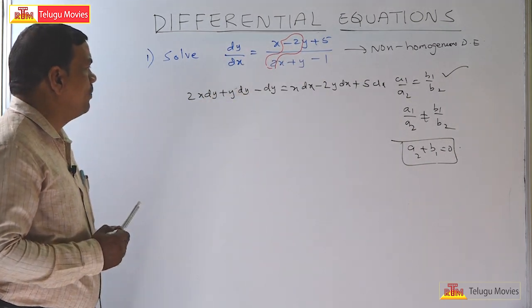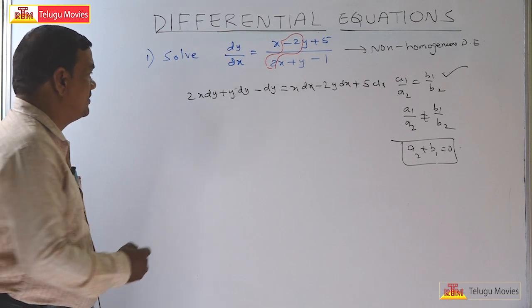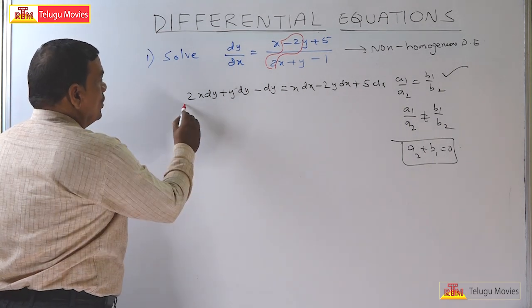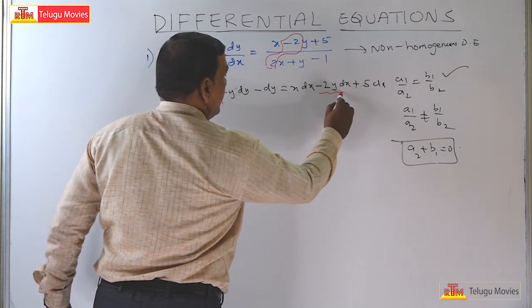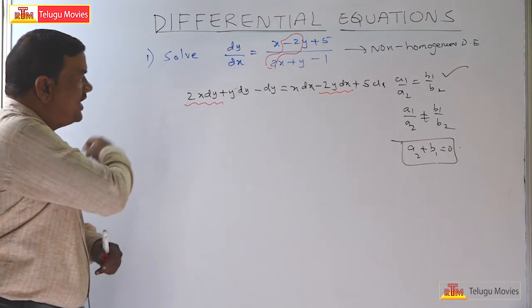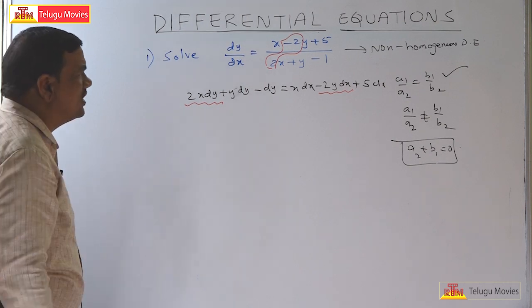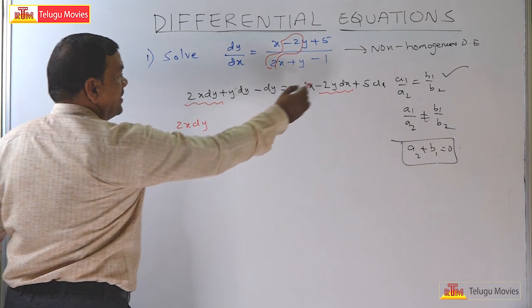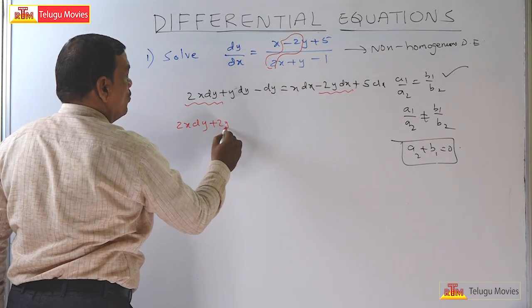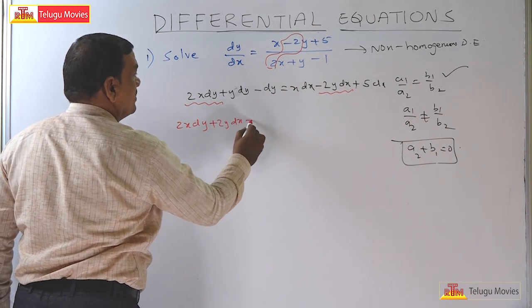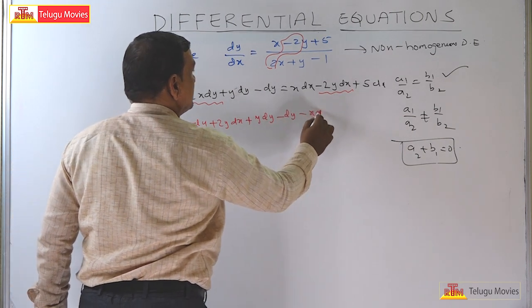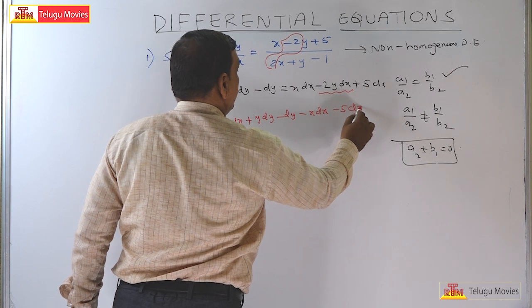Now, proper grouping means, see here I am grouping like this. x dy, 2x dy minus 2y dy. Take to one side, otherwise you bring all the terms to one side, nothing wrong in it. So, this is 2x dy. Write down here 2y dx plus y dy minus dy minus x dx minus 5 dx is equal to 0.